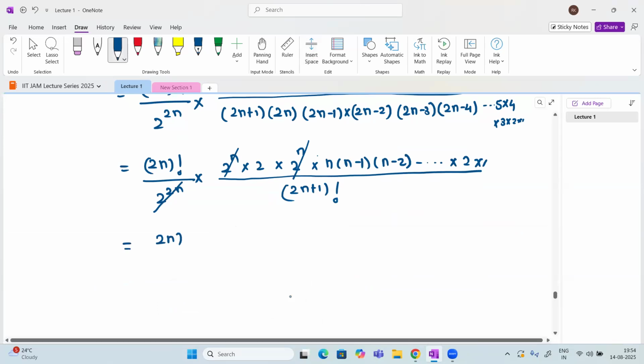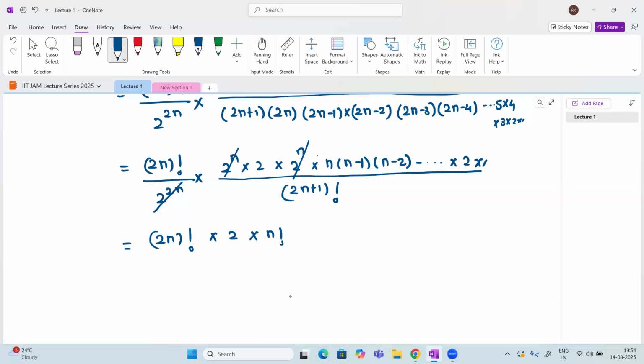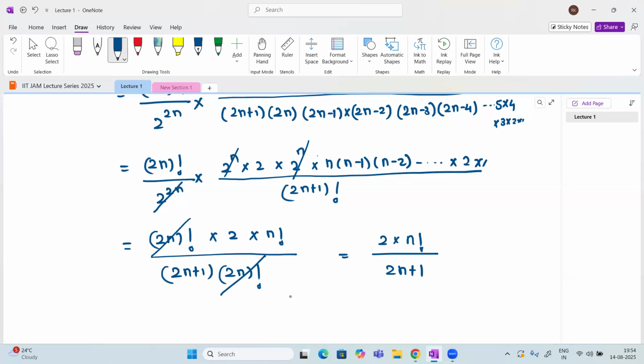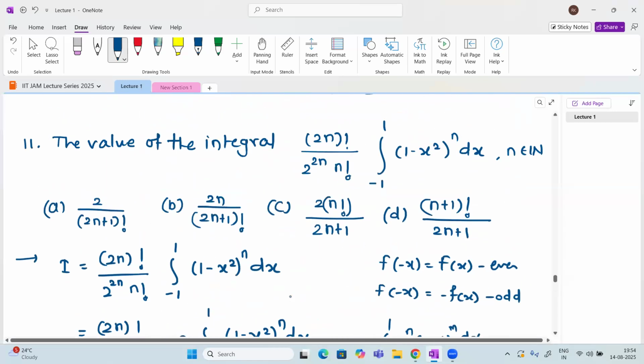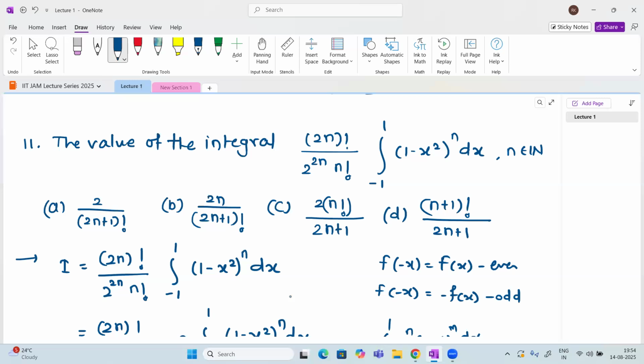This is 2n factorial. At numerator 2, and that is n factorial, right? Upon 2n plus 1 factorial, that means 2n plus 1 into 2n factorial. Can we cancel anything? Cancel. That means we get 2n factorial, 2 into n factorial upon 2n plus 1. So let us check the answer. What is the correct option? Option C. C is the correct one.